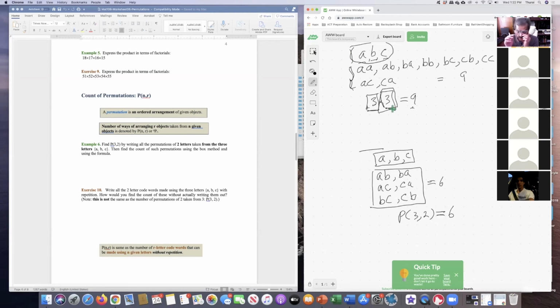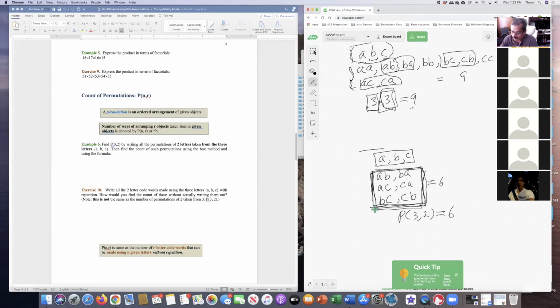Now, if repetition is not allowed, then it would be simply AB, BA, BC and CB, and AC and CA. Same as what we have here. In other words, what I'm trying to explain to you here is, if repetition is not allowed, the number of code words you can make is same as number of permutations you can make. The permutation actually counts the number of code words you can make without repetition.